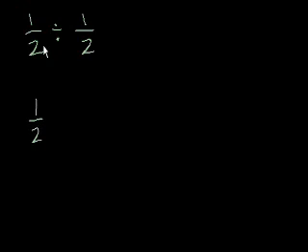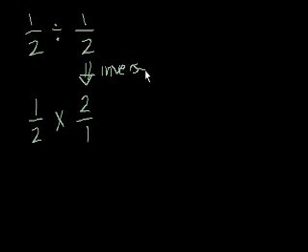If I were to ask you 1/2 divided by 1/2, whenever you divide by any number, it's the same thing as multiplying by its inverse. So 1/2 divided by 1/2 is equal to 1/2 times 2 over 1. We just invert the second 1/2. And we know from the multiplication module, 1/2 times 2 over 1 is just equal to 2 over 2, or it's equal to 1.